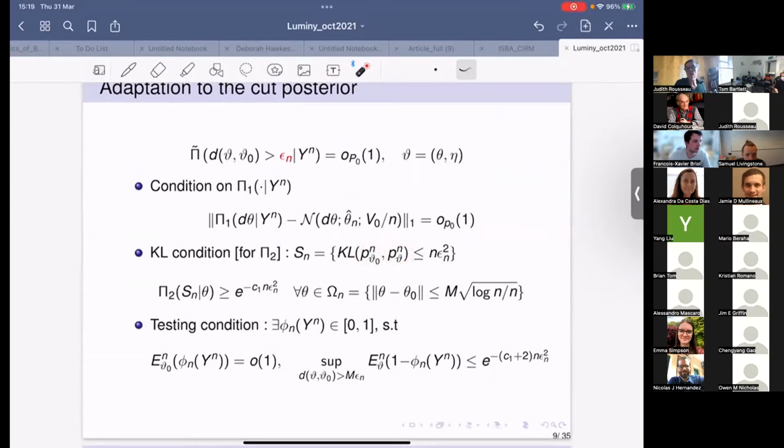Because we don't necessarily have IID observations, it's the density of the distribution of the n sample, the n observations. This is why you have n here as well. So if you had IID observations, the KL of Pn and P theta naught n is n times the KL for each observation. Is that clear? Thank you.